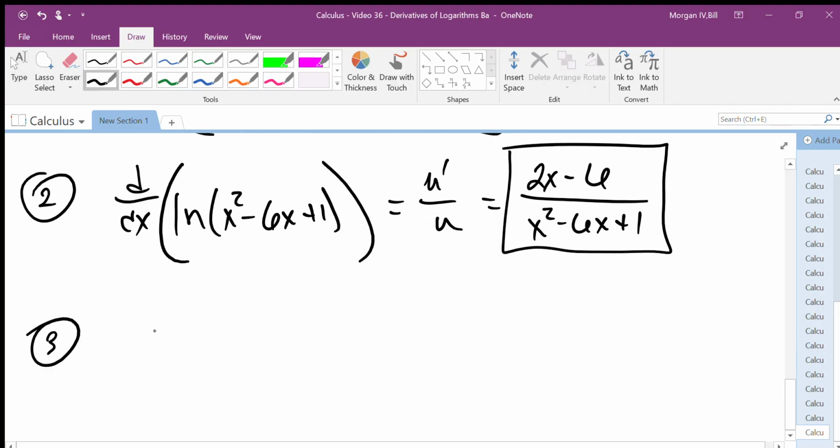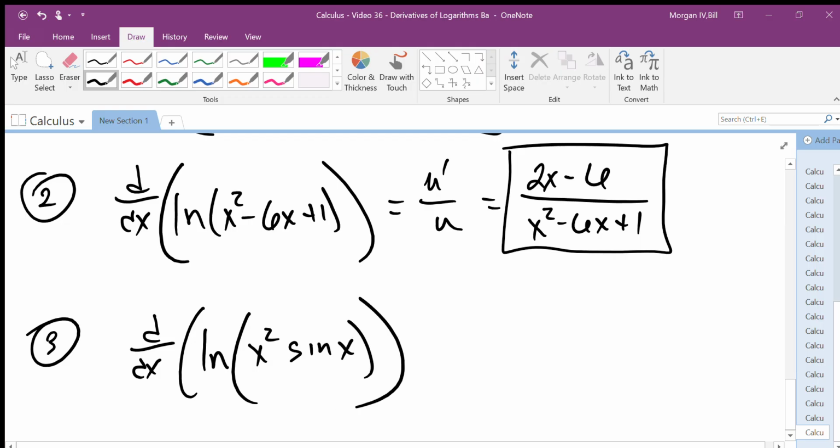All right, number 3. A little bit harder now. Let's do the derivative of the natural log of x squared times sine x. The reason this one is more difficult is because the inside function is x squared times sine of x. That's 2 functions multiplied, so we're thinking, oh, I'm going to have to use a product rule here. And you could, but that would be the more difficult way to get this answer. Quite a bit more difficult.